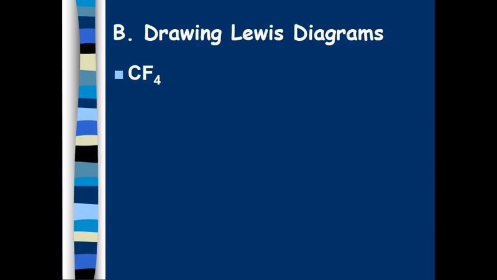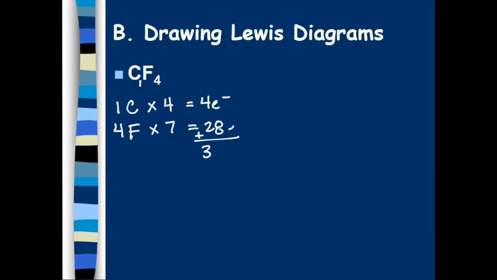So carbon, I have 1 atom of carbon. The 1 was not there, I just added it because it's understood. Carbon is in group 14. Therefore, it has 4 valence electrons because it's in group 14. 1 times 4 is 4. Fluorine, I have 4 fluorine atoms. Fluorine is in group 17, so there are 7 valence electrons. 4 times 7 is 28. We add those up. We have a total of 32 electrons to find a home for.